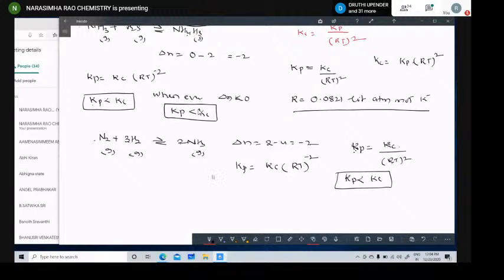Now let me continue. Types of equilibrium is completed now, homogeneous and heterogeneous. No, sir, not completed, sir. Okay.